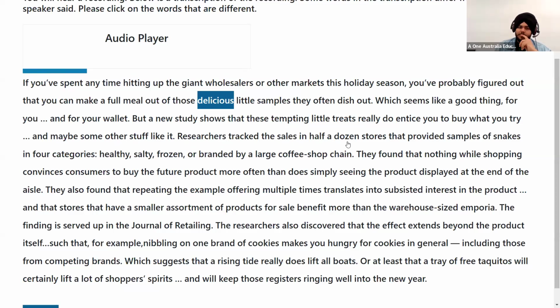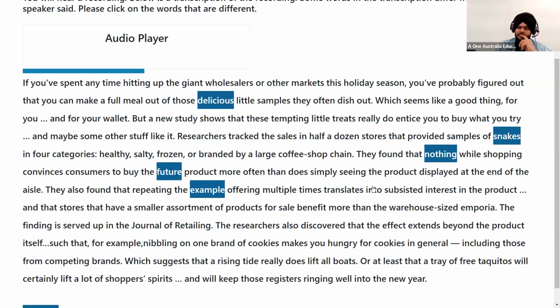Researchers tracked the sales in half a dozen stores that provided samples of snacks in 4 categories: healthy, salty, frozen, or branded by a large coffee shop chain. They found that noshing while shopping convinces consumers to buy the featured product more often than does simply seeing the product displayed at the end of the aisle. They also found that repeating the sample offering multiple times translates into sustained interest in the product, and that stores that have a smaller assortment of products for sale benefit more than the warehouse-size emporia. The findings served up in the Journal of Retailing.